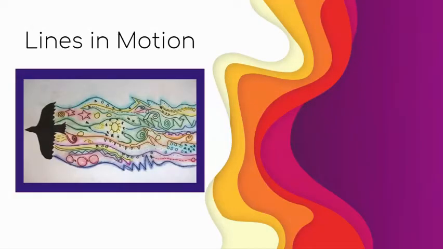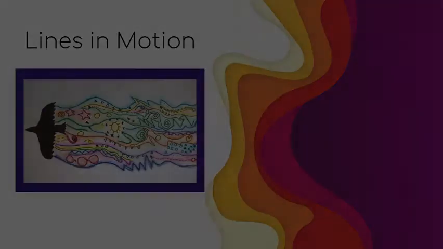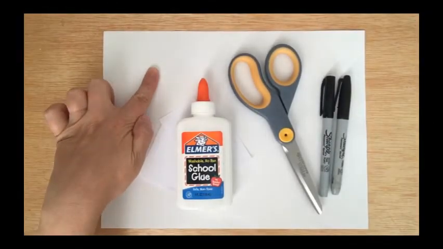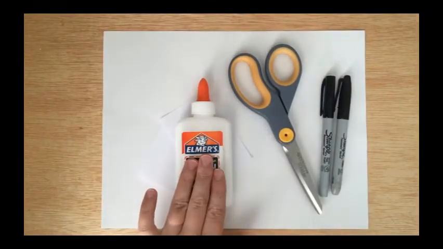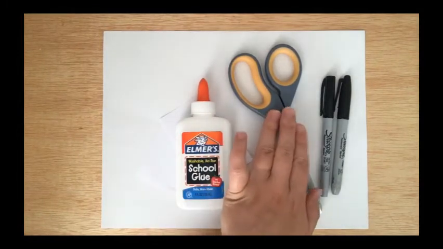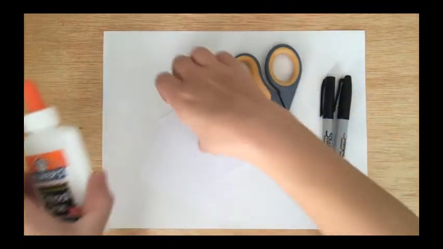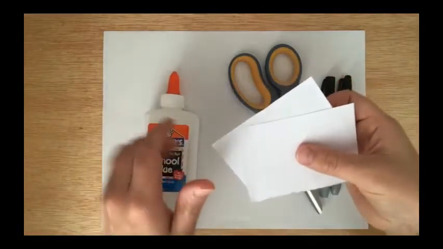Now that we've talked about the elements that are going to go into this artwork, I will show you how to get started. Alright, for this week you're going to need a piece of paper, glue, scissors, a Sharpie or a black marker, and a piece of black scrap paper.